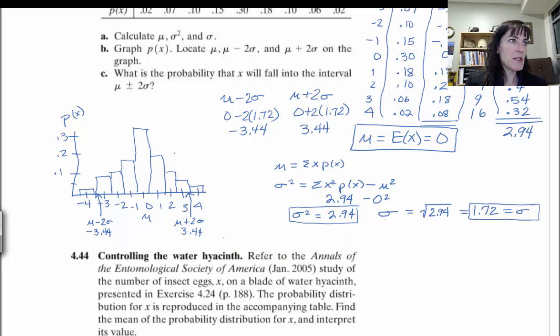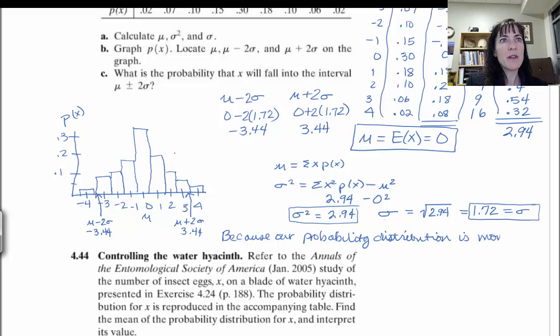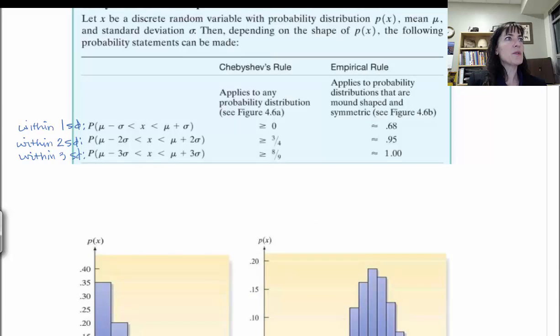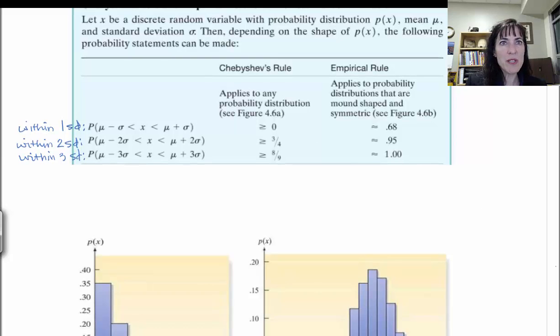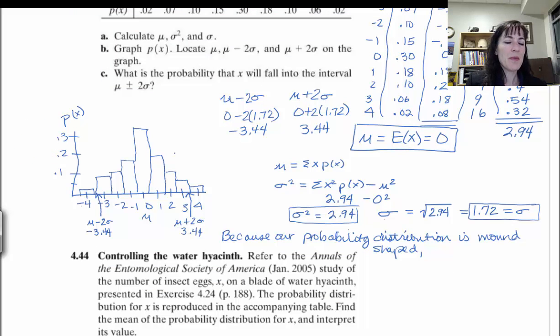So we'll say because our probability distribution is mound-shaped, we would expect, let's look back, we would expect within 2 standard deviations, we would expect 95% of our data. We'll say 95%.